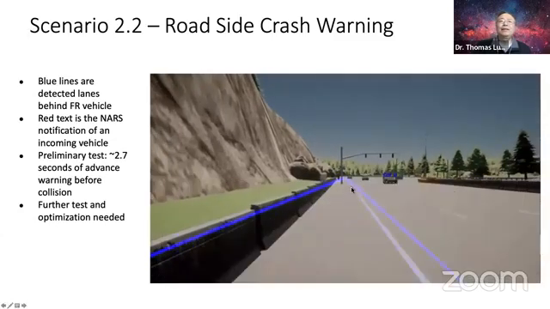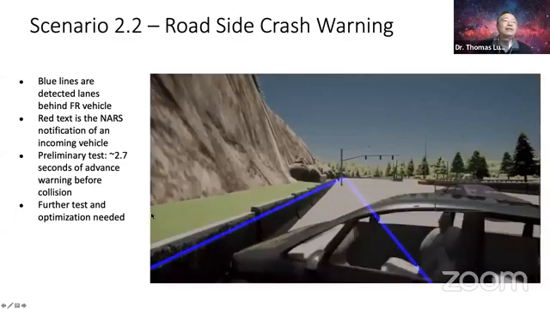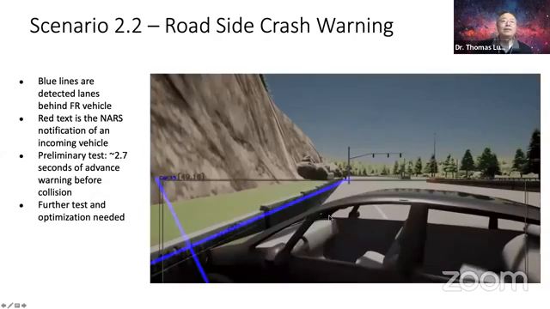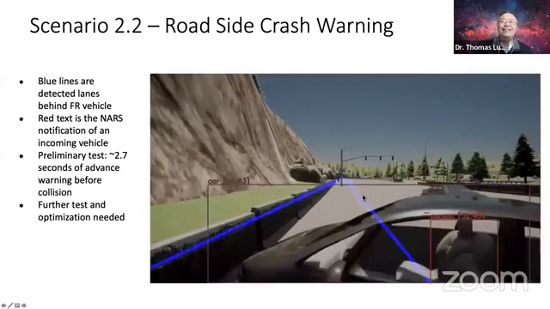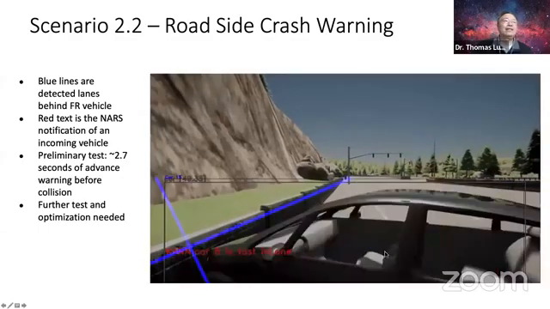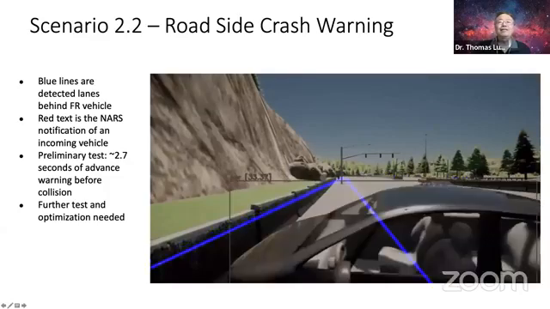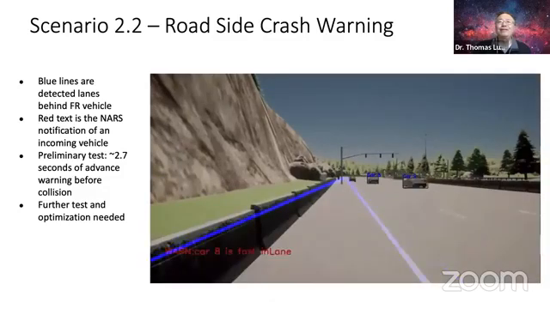In this particular one, this car is driving too fast and is in the outer lane. You can see it's about 2.7 seconds before it approaches. Then it says car 8 is in the fast lane. So it gives a warning about 2.7 seconds before it hits the first responder. 2.7 seconds is not a lot of time, but at least it's enough for you to jump out. All right.